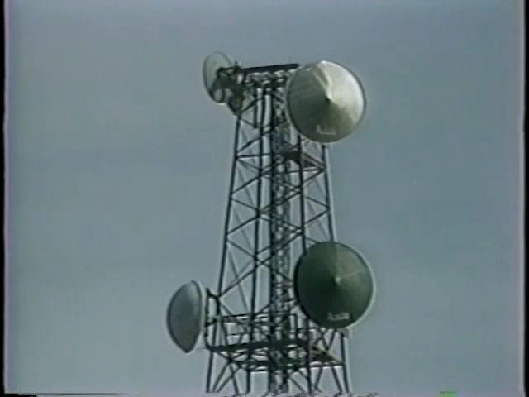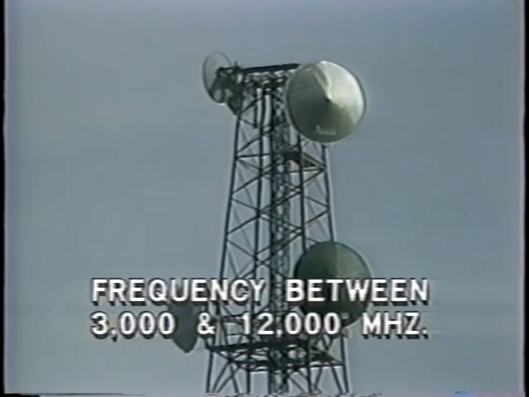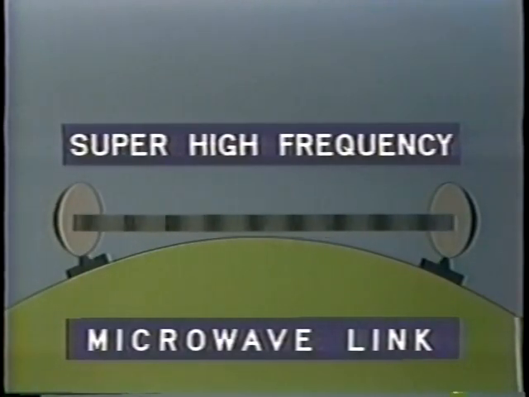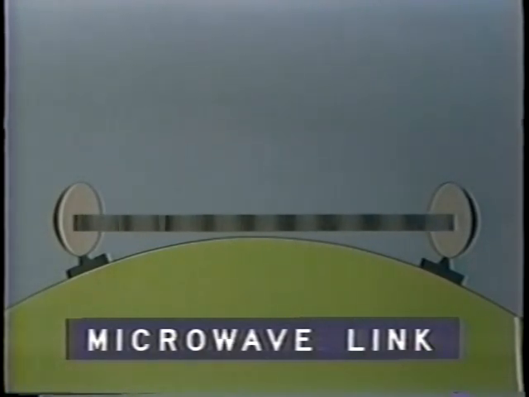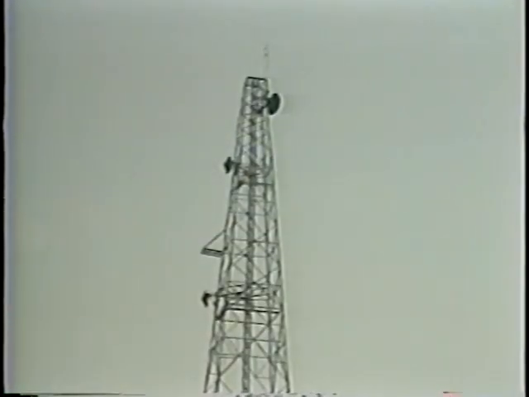Okay, let's now take a brief look at radio communication by microwave. In this system, the signal is carried at a much higher frequency, that is between 3,000 and 12,000 megahertz. This super high frequency signal, SHF, is transmitted by radio from terminal to terminal. At each terminal, a dish antenna is installed, and the transmission must be by line of sight. The super high frequency waves travel only in a straight line. They do not follow the curvature of the earth. Therefore, for long distances, many repeater terminals are required.